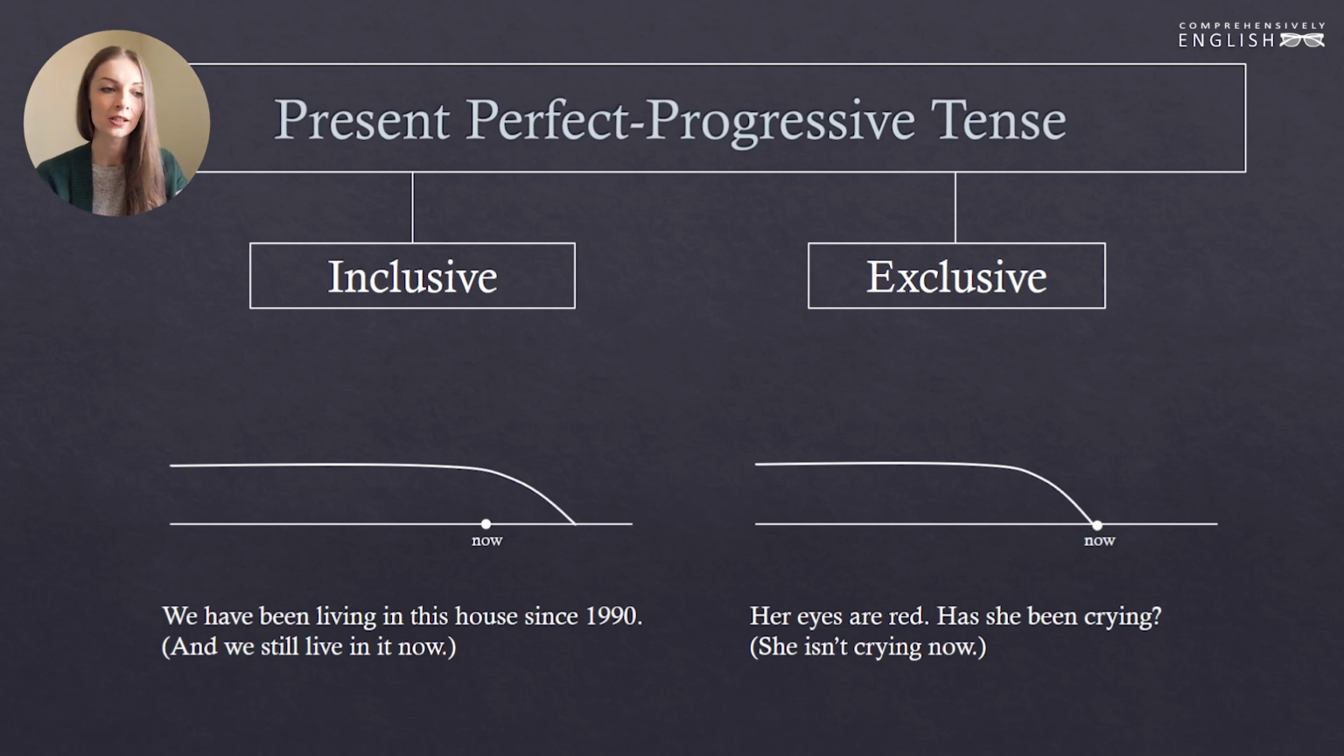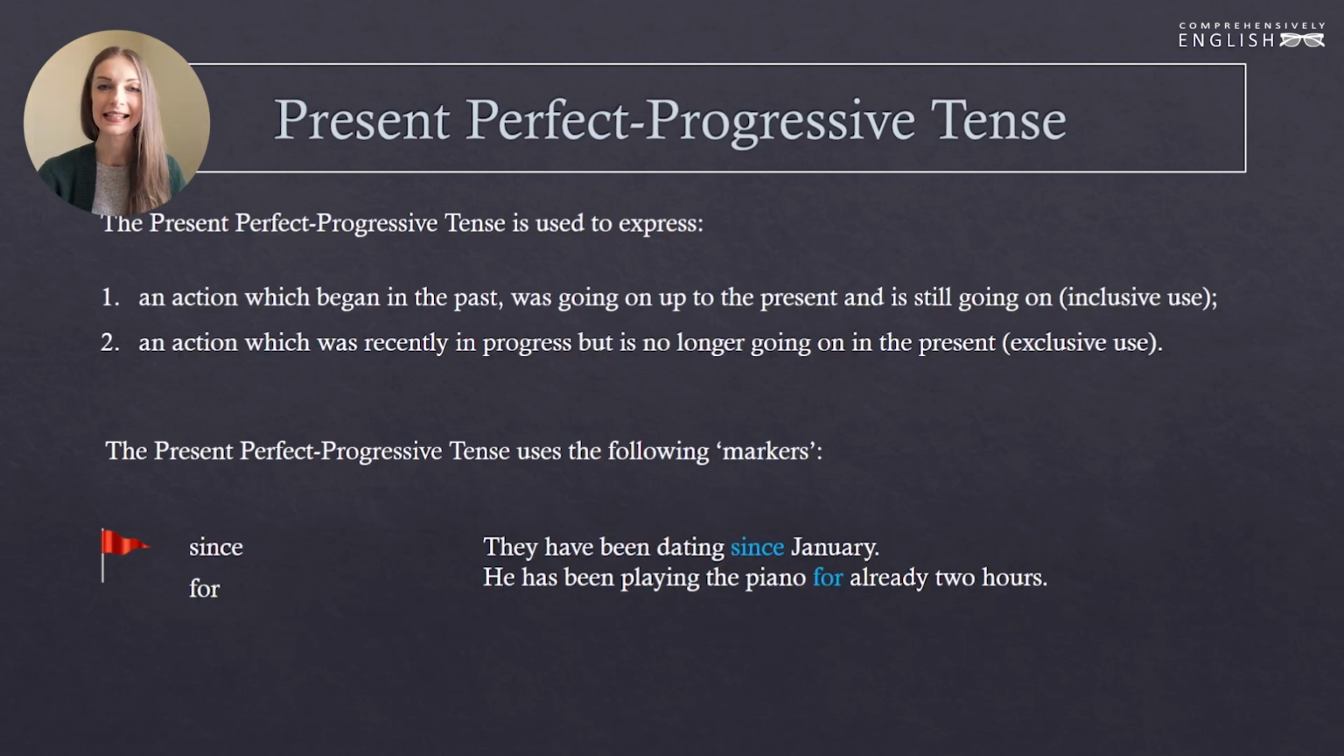Your eyes are red. Has she been crying? She isn't crying now. That's an exclusive present perfect progressive tense, because she has already finished crying by now, but her eyes are still red, and that's a result that we brought to the present. But she's not crying anymore. Now is excluded, yeah?